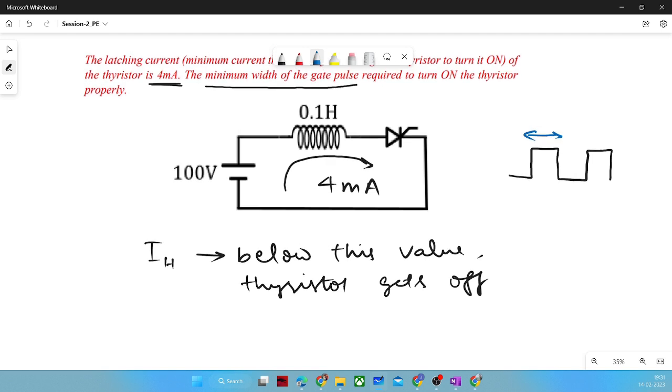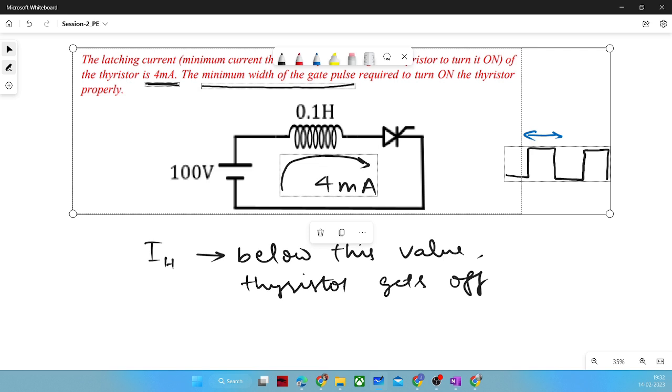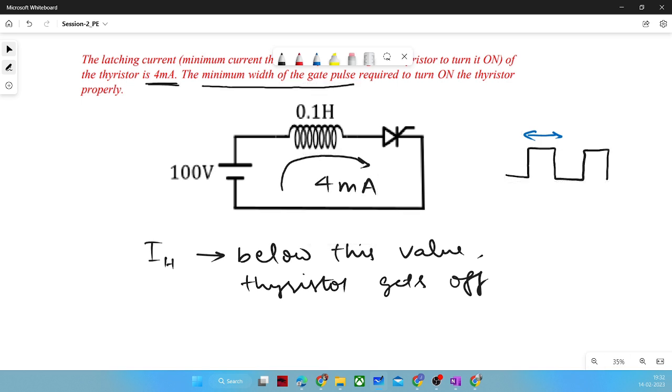Sir, in this question, we have to give the pulse for the time where this current ramps up to 4 milliamps. Yeah, we need to compute that width in terms of time. You are correct. In terms of time, we need to compute how much time we will give this 4 milliampere current so that our thyristor will be turned on. It will not be like you just provide 4 milliampere and it will be turned on. You have to give it for some finite duration. So that much duration you need to compute.